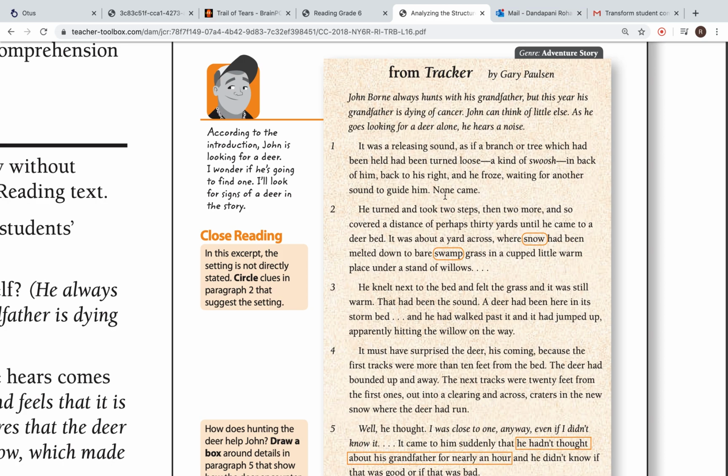None came. So let's look at this right here. According to the introduction, John is looking for a deer. And we wonder if he's going to find one. So we're going to look for signs of a deer in the story.